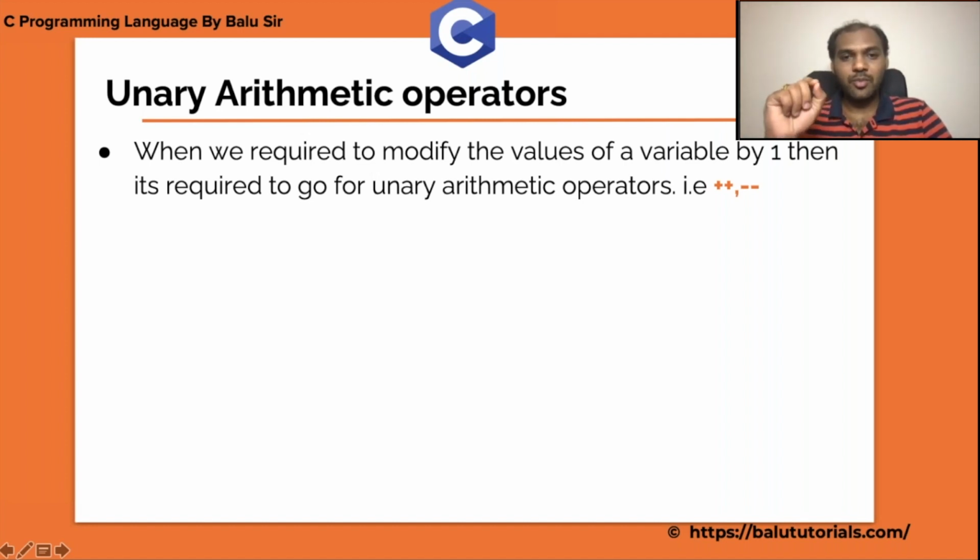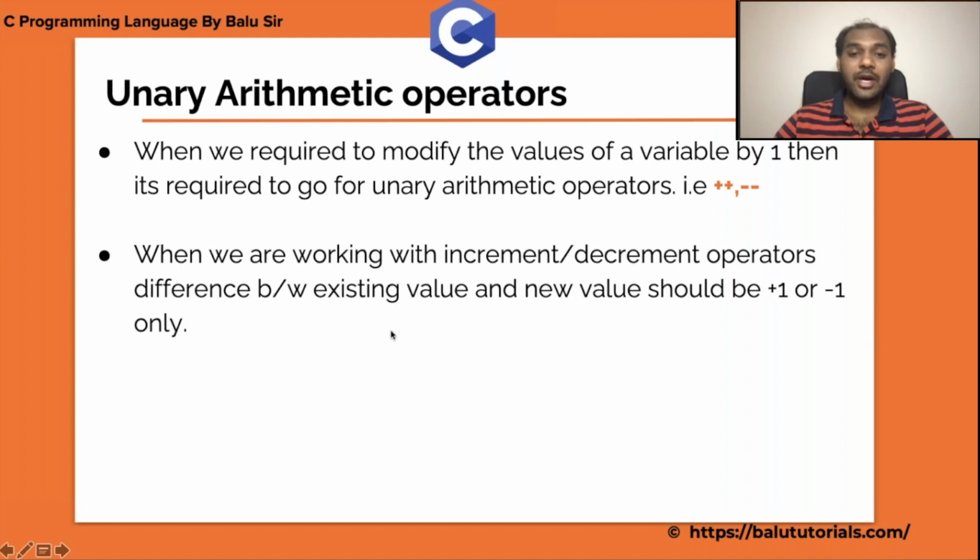So when we need to modify the value of a variable by 1, we go for the unary arithmetic operator, that is plus plus and minus minus. When we are working with increment and decrement operators, the difference between the existing value and the new value is either plus 1 or minus 1 only. So when we perform any operation using a unary arithmetic operator, the difference between the previous value and the new value will be plus 1 or minus 1 only.